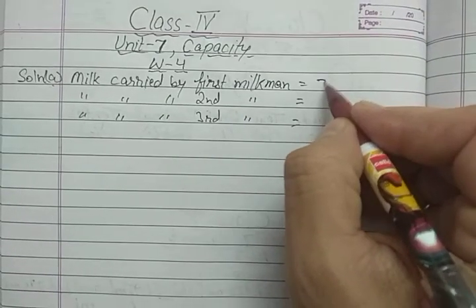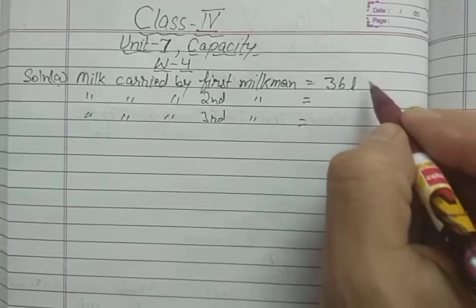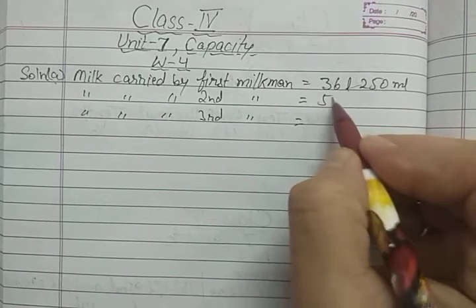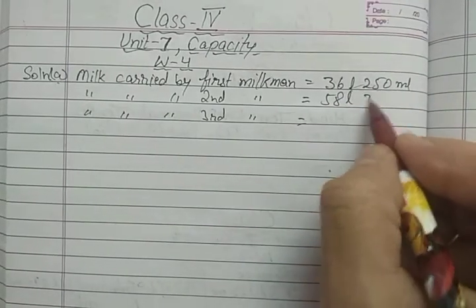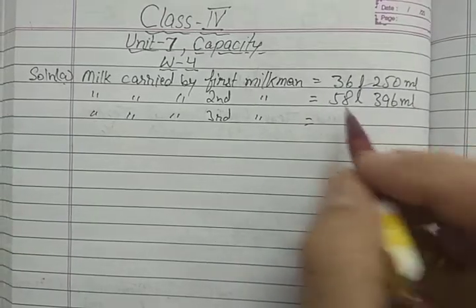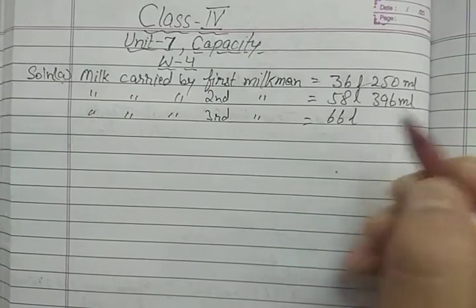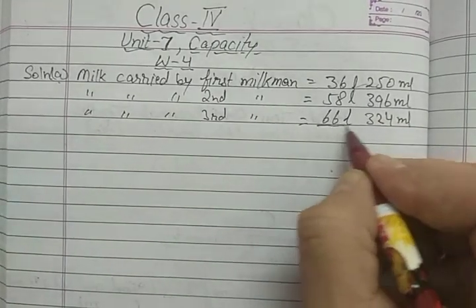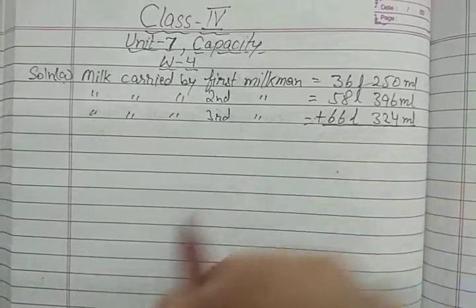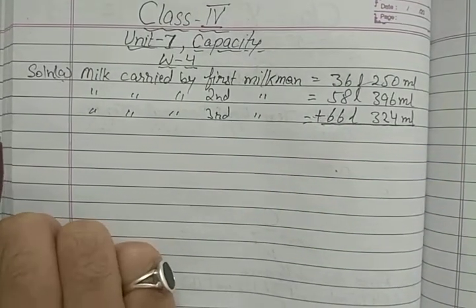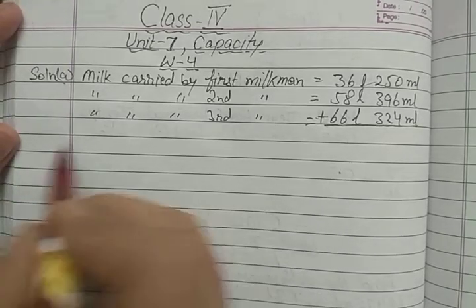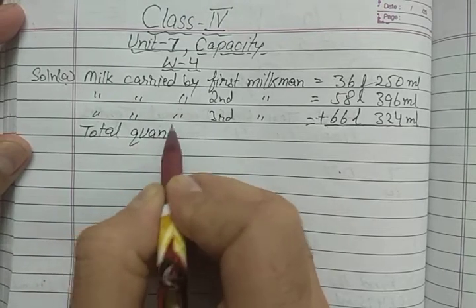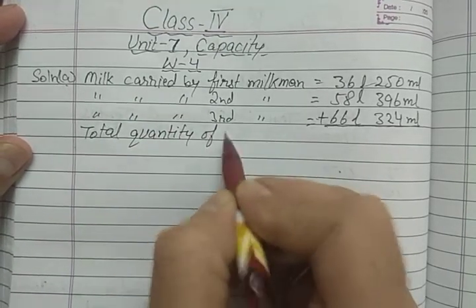So 36 liters and 250 milliliters. Next is 58 liters, 396 milliliters, and 66 liters, 324 milliliters. So what we have to do? We have to find out the total quantity of milk with them. So total quantity of milk.